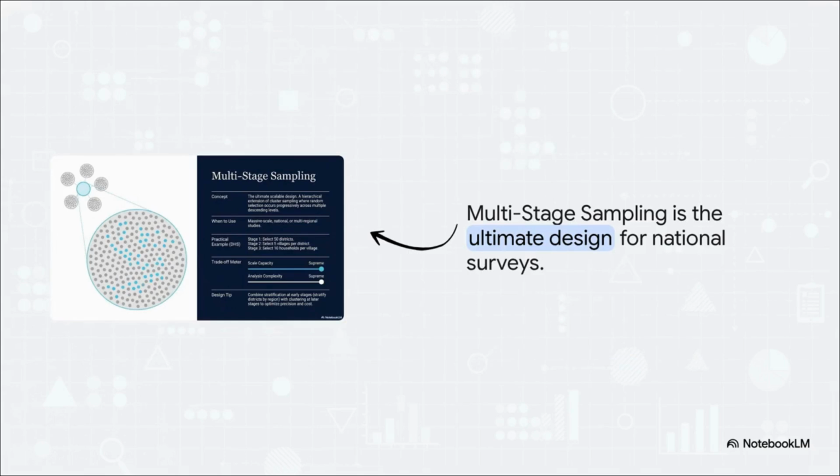Now, when you're doing massive, national-level studies, like the demographic and health surveys, you need the ultimate scalable design, which is multi-stage sampling. This method basically hierarchically stacks everything we just talked about. So you might randomly select districts, then randomly select villages within those districts, and then randomly select households within those villages. It perfectly balances the massive logistical reality of a nationwide study with the absolute rigor of probability math.